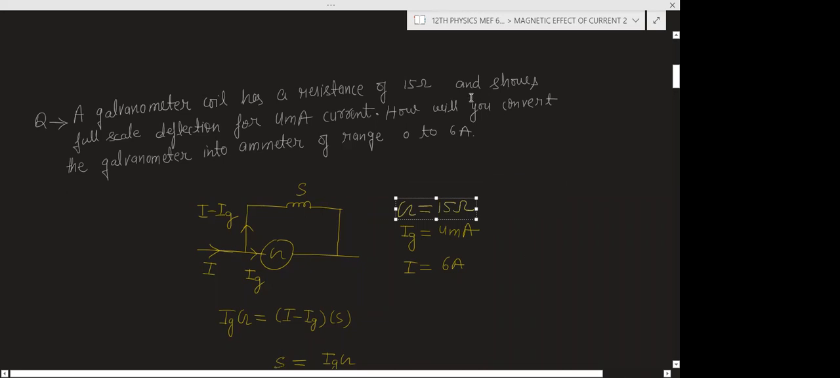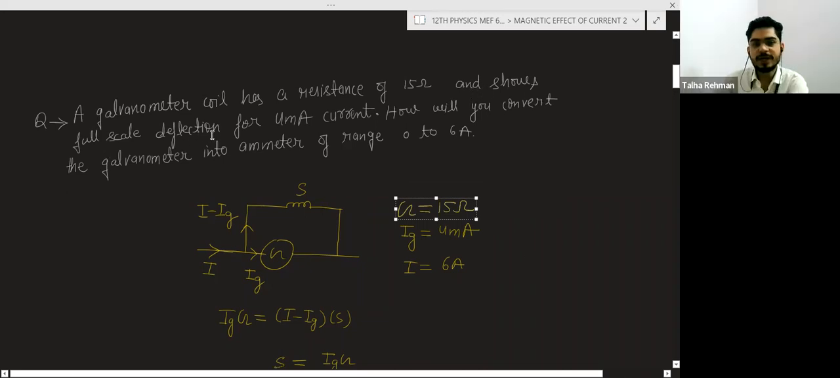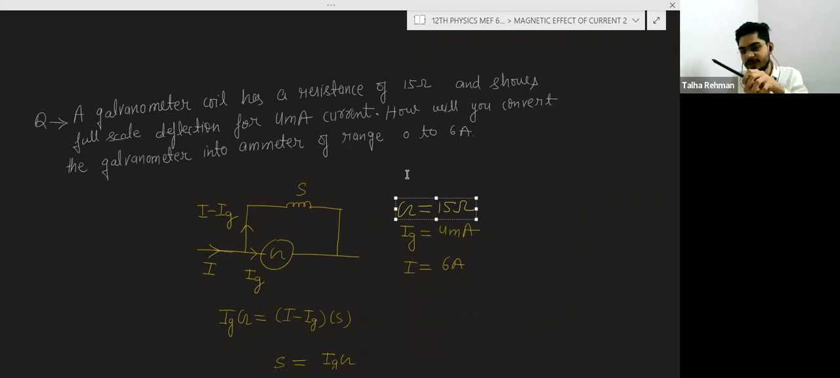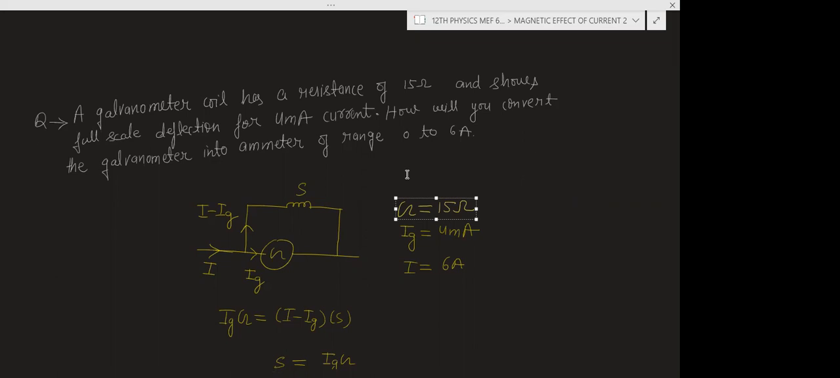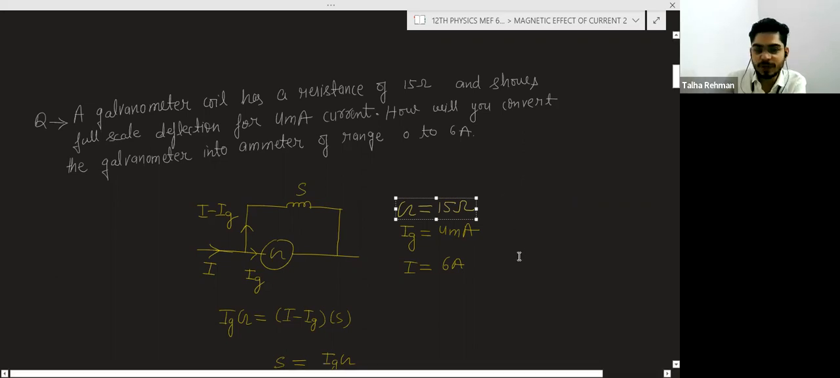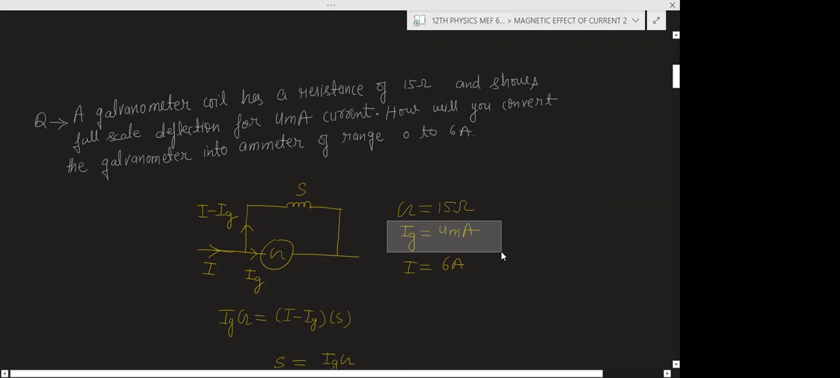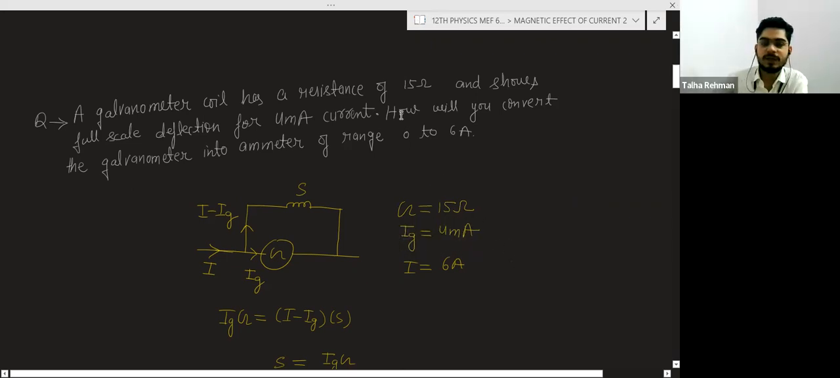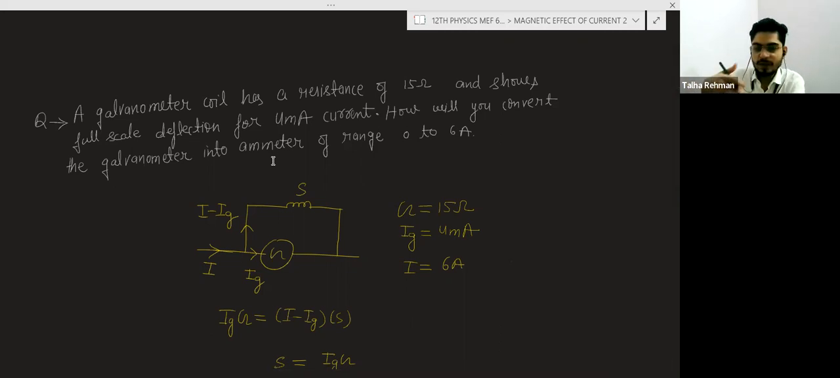And it shows full scale deflection for 4 milliampere current. Full scale deflection means the full deflection of the pointer. There is a pointer in the galvanometer. When this pointer deflects fully, the current flowing in the galvanometer is 4 milliampere. And after that, how will you convert the galvanometer into an ammeter of range 0 to 6 ampere? I have told you the conversion of galvanometer into ammeter and voltmeter.